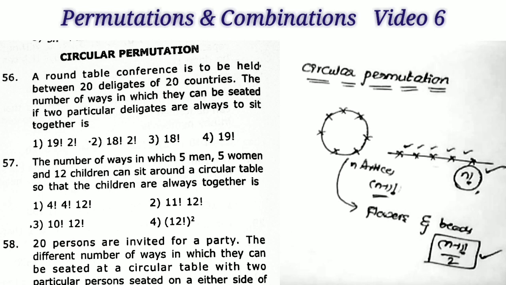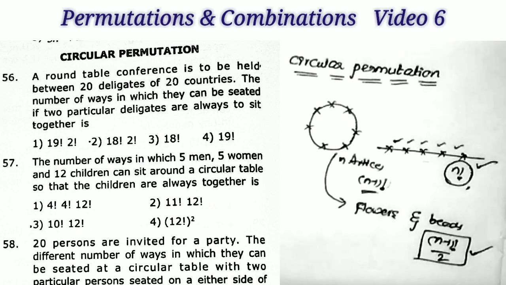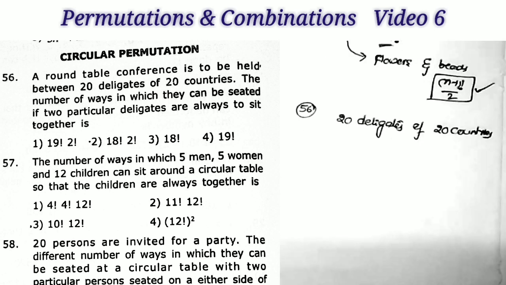This is about the circular permutation. This knowledge is enough to solve the questions of the circular permutations. Okay, let us start the class. Now the first question, sum number 56. A round table conference is to be held between 20 delegates of 20 countries. The number of ways in which they can be seated if two particular delegates are always to sit together.